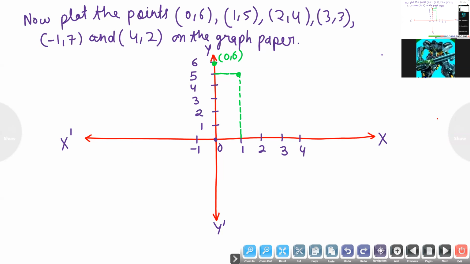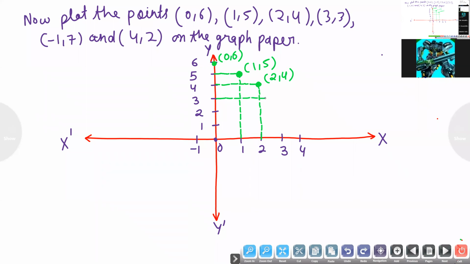This point is 1, 5. Next point is x is 2, y is 4. This point has come 2, 4. Next, x is 3, y is 3.